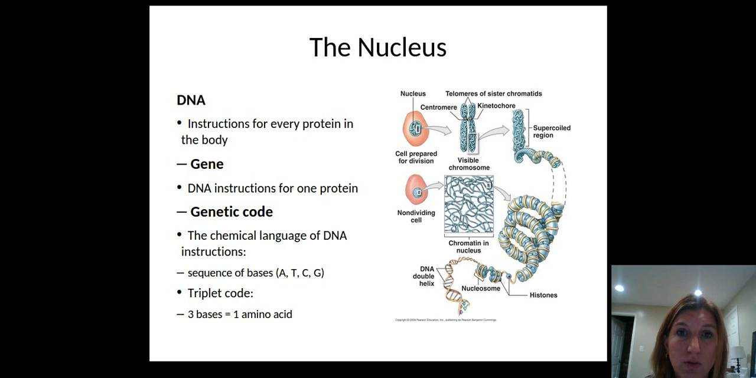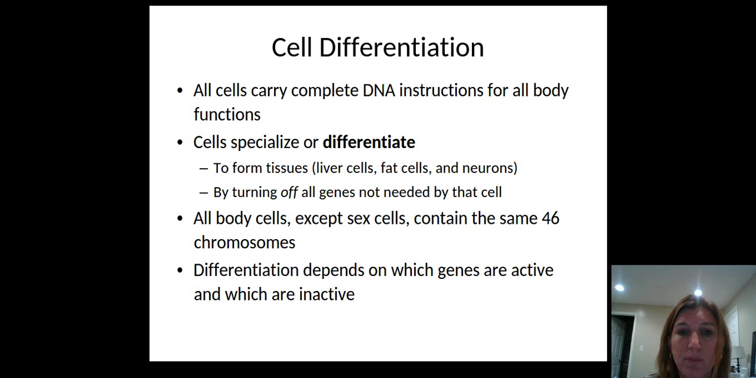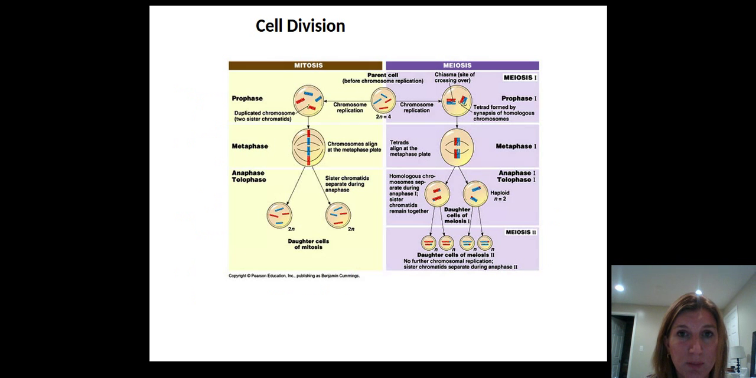And of course, that's all within the genetic code, A, T, C, and G. It's important to review that, be familiar with it. Cells differentiate into different types depending on where they are in the body. And it's important to understand that all of our cells have the same exact DNA inside of them. If it's a liver cell, it has the same exact DNA as a brain cell. It's just which genes are turned on and off. And that's called differentiation. It depends on which genes are active or inactive in a particular cell.